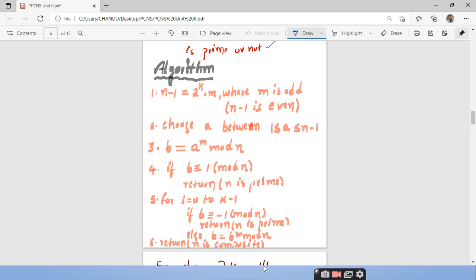So what this algorithm says is, we will be given an n value. N can be a small number or a large number, whatever it may be, but it is just an integer. If n is given, our aim is to check whether it is prime or composite.